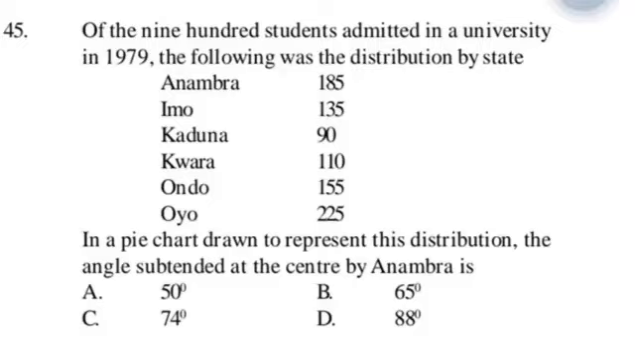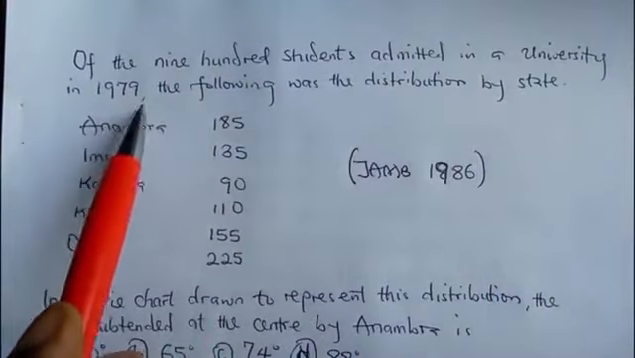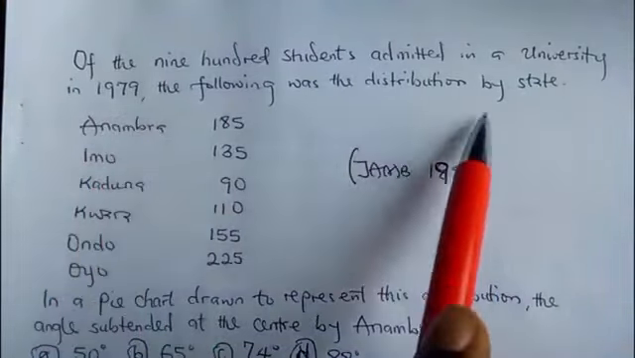Of the 900 students admitted in a university in 1979, the following was the distribution by states. Anambra is 185, Imo 135, Kaduna 90, Kwara 110, Ondo 155, Oyo 225. The question is, in a pie chart drawn to represent this distribution, the angle subtended at the center by Anambra is, and then these are the options.